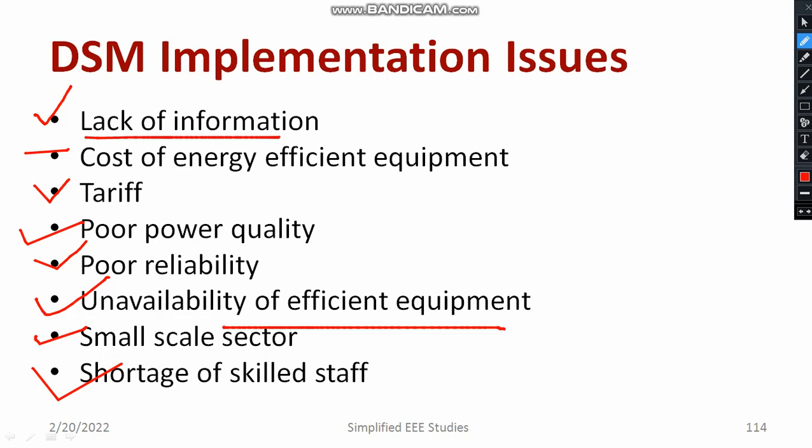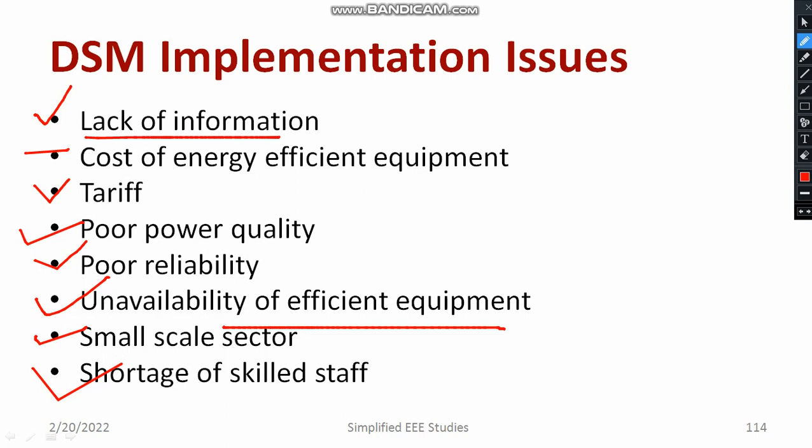Then shortage of skilled employees and technical staff. To implement DSM, a lot of trained employees and trained laborers are required. Trained technicians are needed. That has not been happening. That is another issue. So these are a few issues for the implementation of DSM.